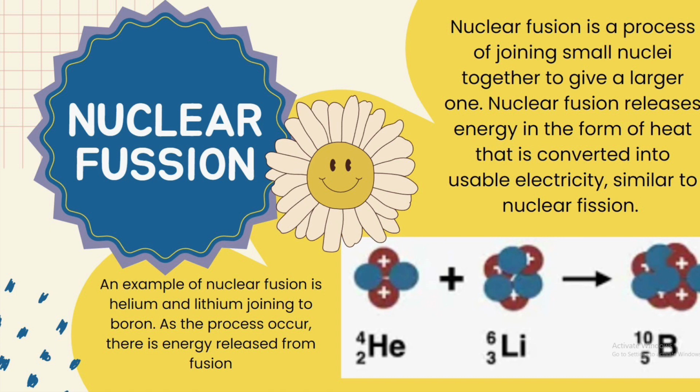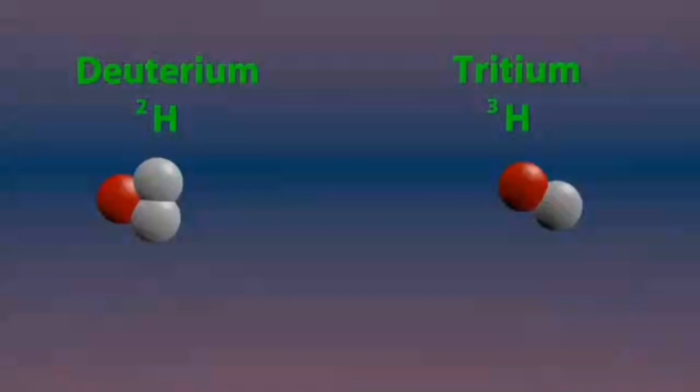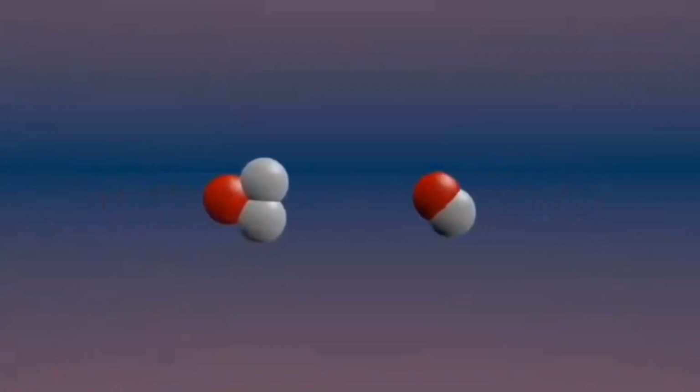Nuclear fusion. Nuclear fusion is a process of joining small nuclei together to give a larger one. Nuclear fusion releases energy in the form of heat that is converted into usable electricity, similar to nuclear fission. An example of nuclear fusion is helium and lithium joining to form boron. As the process occurs, there is energy released from fusion. This animation shows what happens in nuclear fusion.